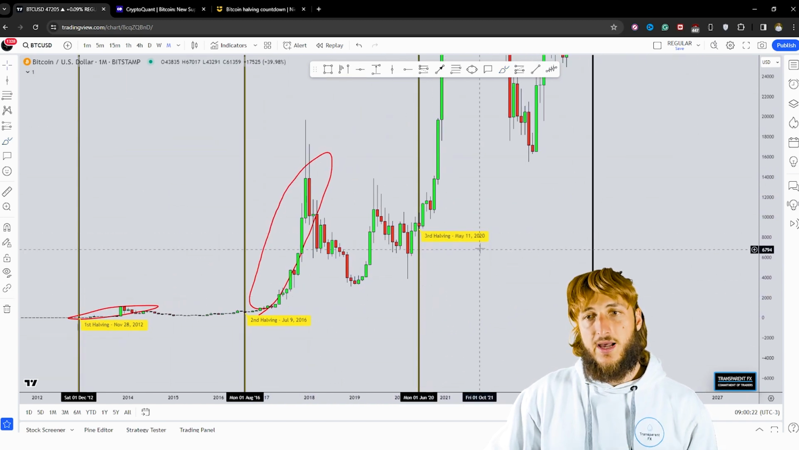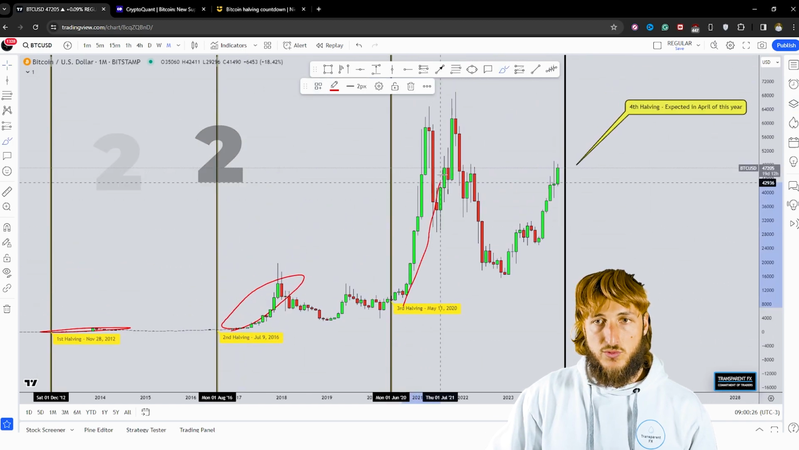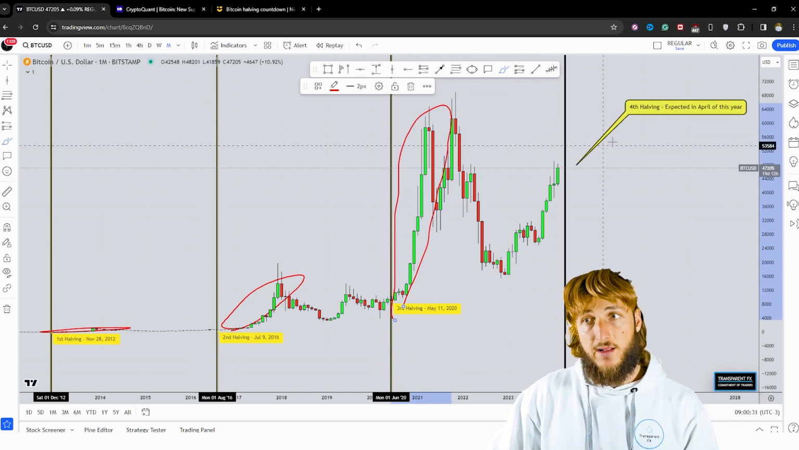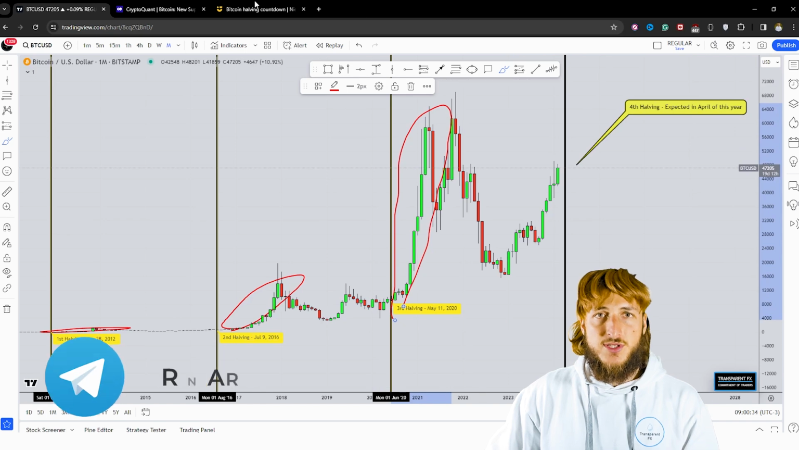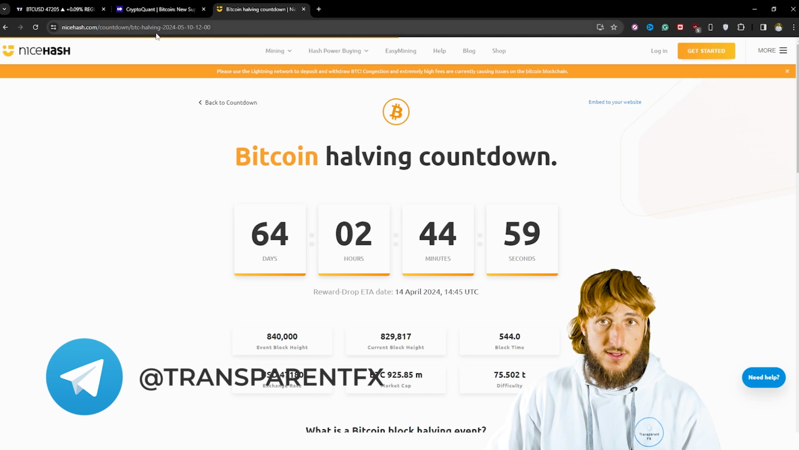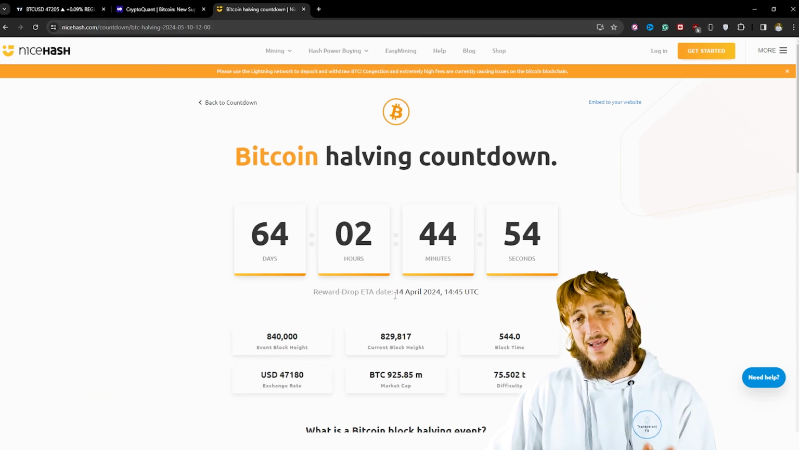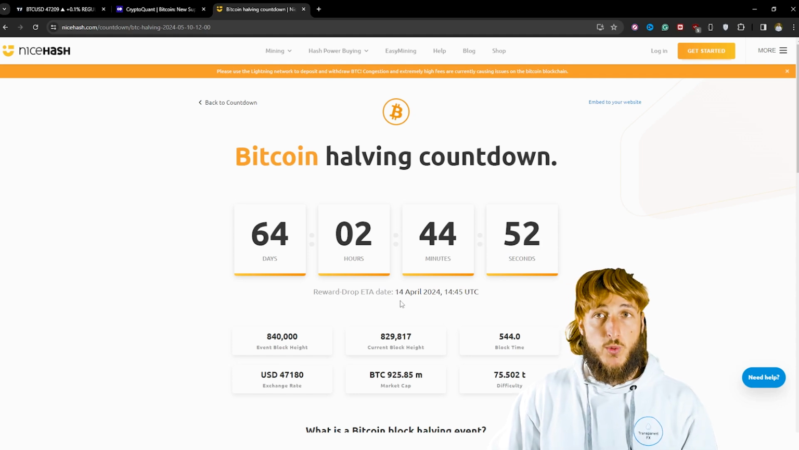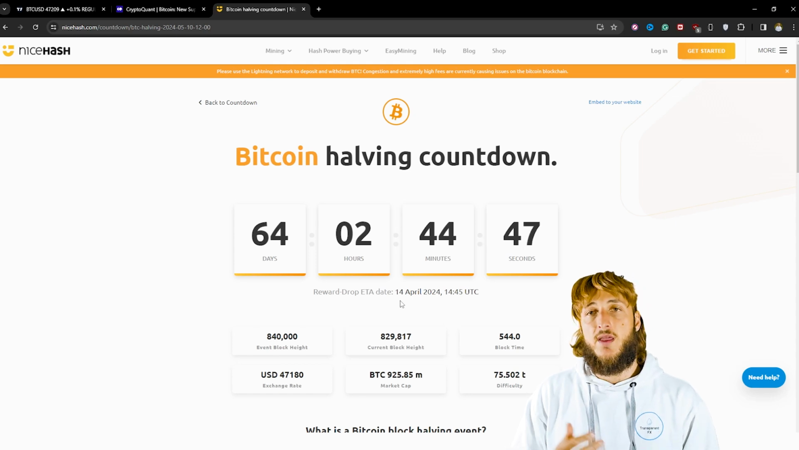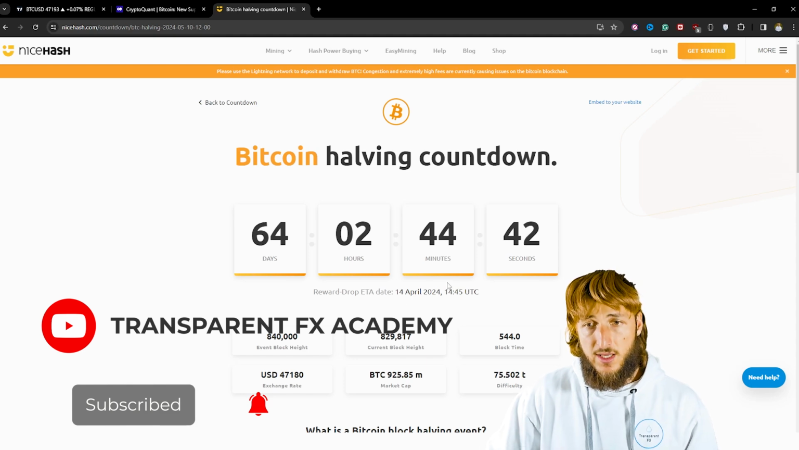Then we had the third halving in 2020. And as you can see, we had another huge bull market. And we are about to have the fourth halving in around April this year. At the moment, if you go here, there are many Bitcoin halving countdown websites. This one is one of my favorites. And you can see that on the 14th of April 2024, that is the estimate, at least at the moment, because that continues to change depending on how quickly blocks are getting solved.